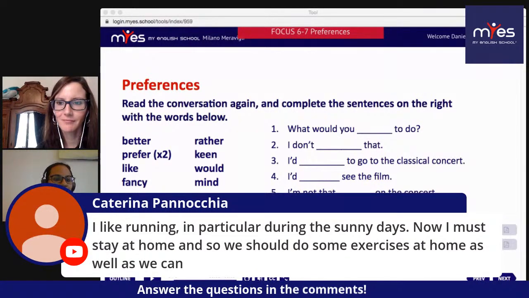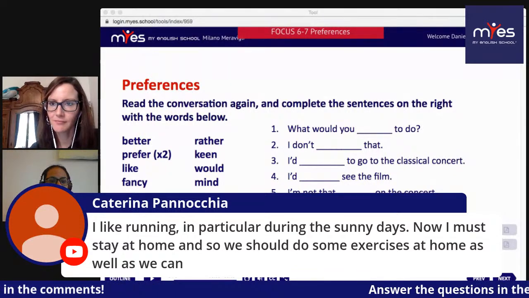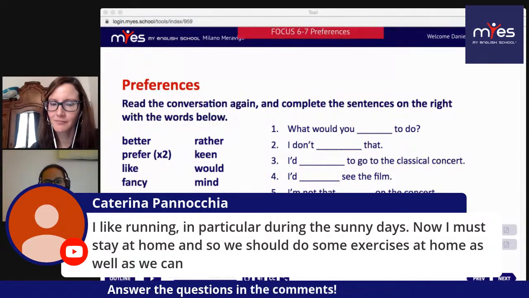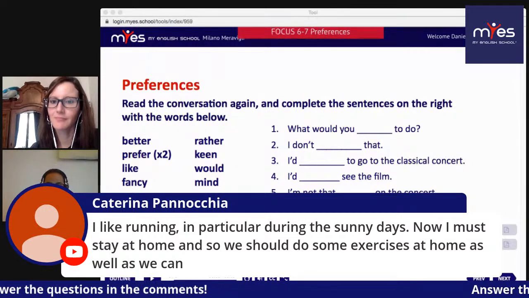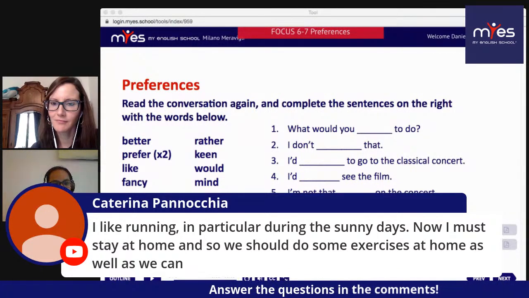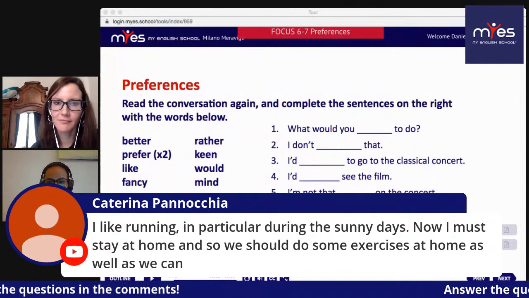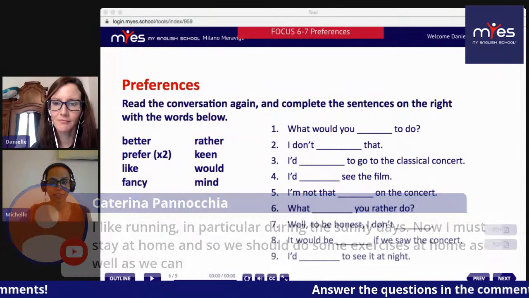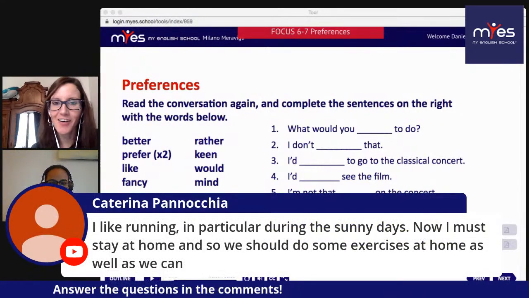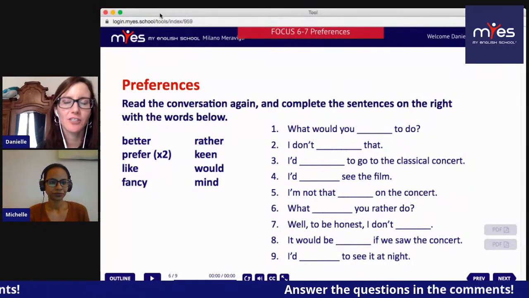Katharina says, I like running in particular on sunny days. Now I must stay at home, so we should do some exercises at home as well as we can. Yep, absolutely. Whether you move your body outdoors or indoors, it's just important to get some physical activity in so you feel good about life. Okay, good work, guys. All right, so let's skip forward to this slide because we can't do the conversation, unfortunately.